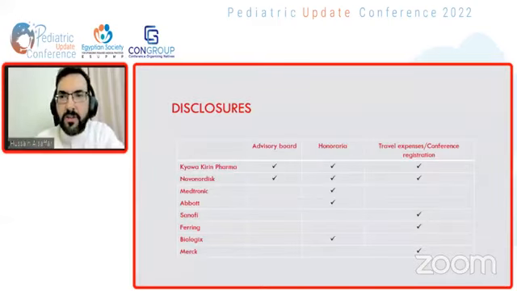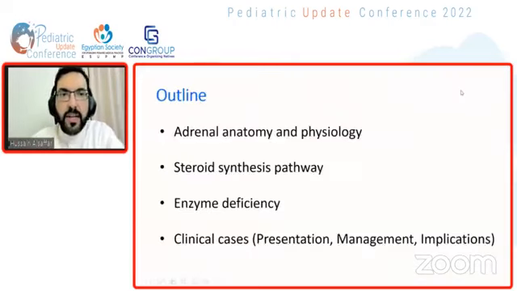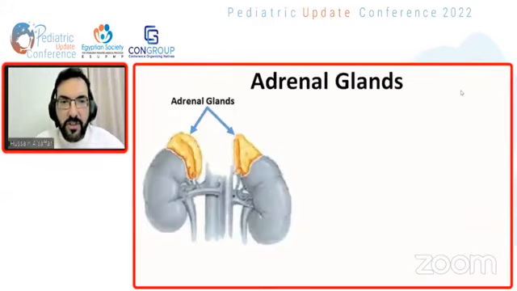These are my disclosures, and I will take you through the outline. So we're going to talk about the adrenal anatomy and physiology and shed the light mainly on the steroid synthesis pathway, with talking about the enzyme deficiency that we could see in patients with congenital adrenal hyperplasia, and depending on the time, I don't know whether we could reach the clinical cases later on or not.